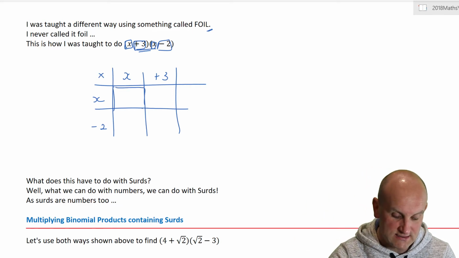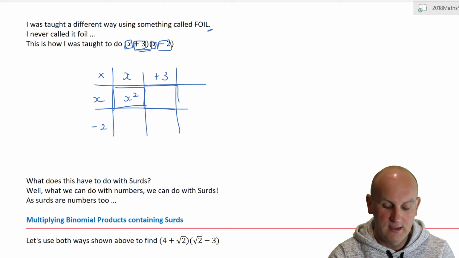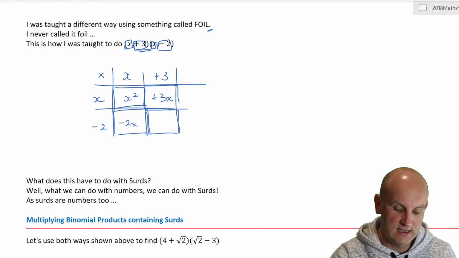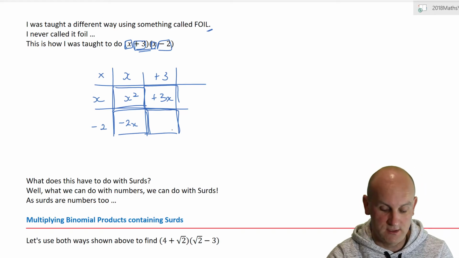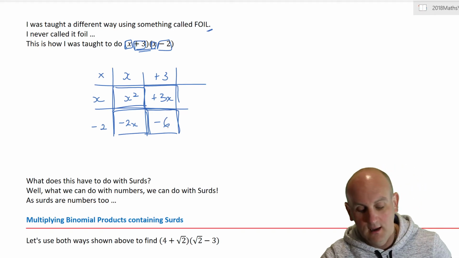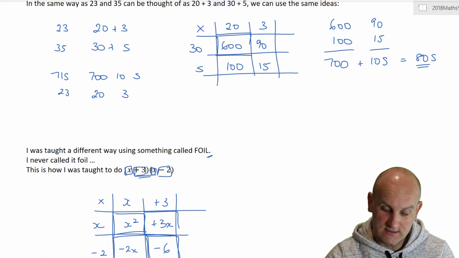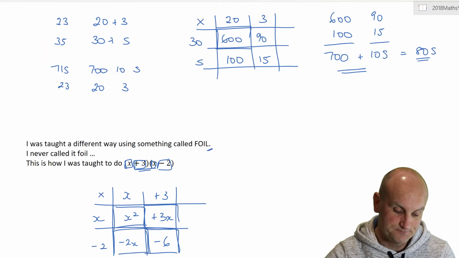This one here is x times x, so that's x squared. This one here is x times plus 3, which is plus 3x. This one here is x times minus 2, which is minus 2x. And this one here is minus 2 times plus 3, which is minus 6. And what do I do? Well, I add them all together. That's what I did previously. That's what I did with this one here. I just added them together.